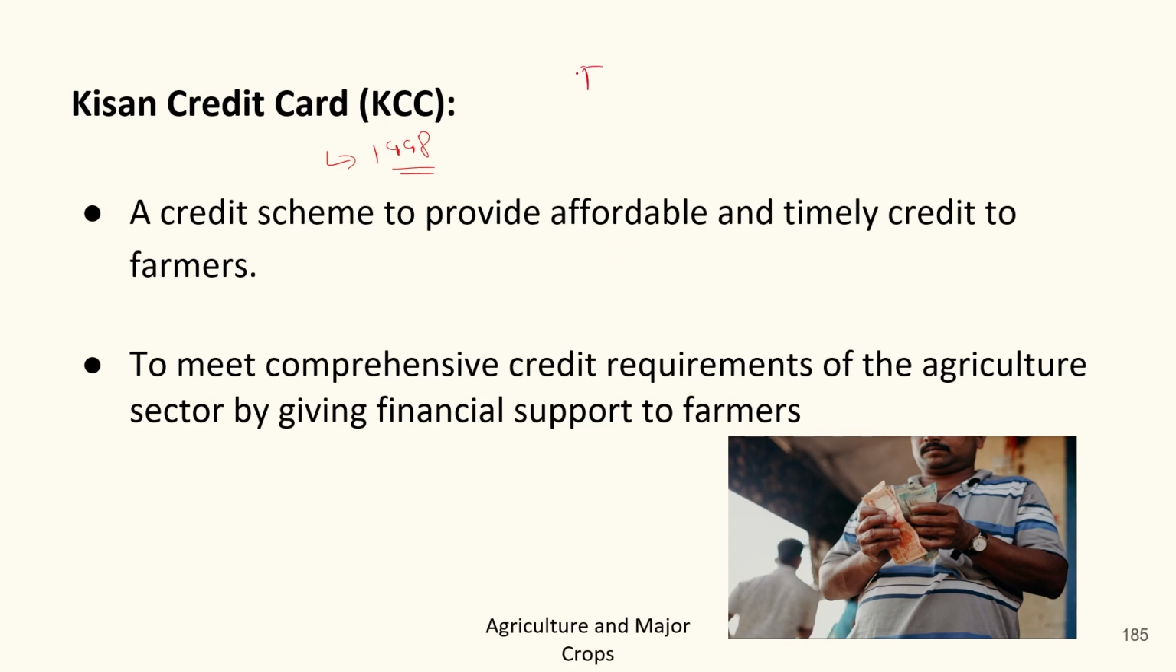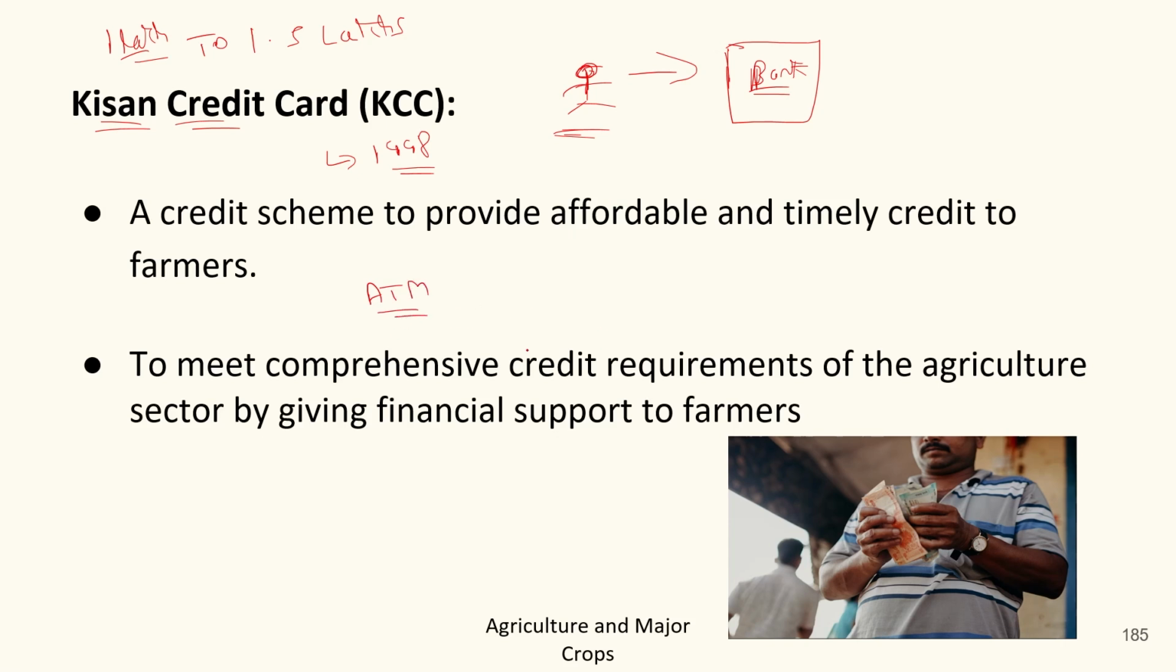If the farmer needs a loan, if the farmer requires credit, then instead of going to the bank and requesting the money, he could go to the bank and apply for a loan through the credit card, which is about rupees 1 lakh to 1.5 lakhs. So basically the Kisan Credit Card was introduced to make it easy for farmers to get loans from the banks. Okay, and also it could be used as an ATM card so that the farmers could take money from ATM machines as well.